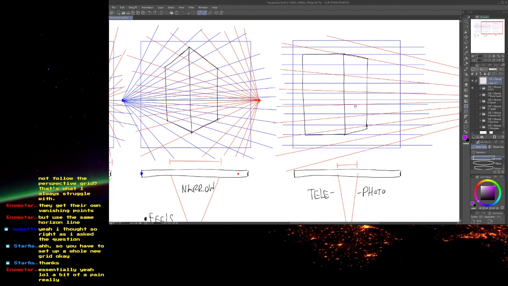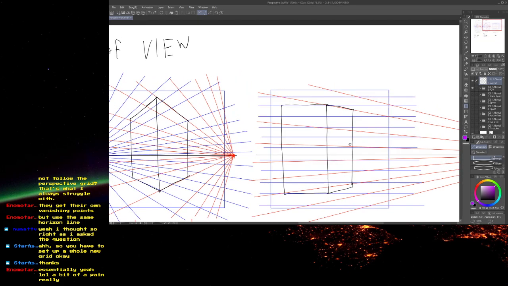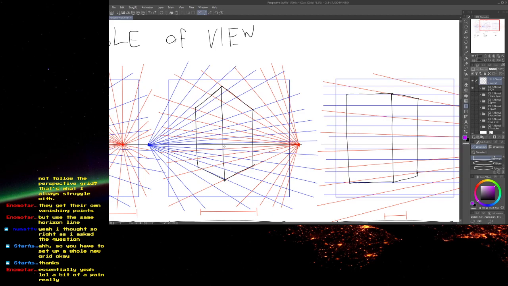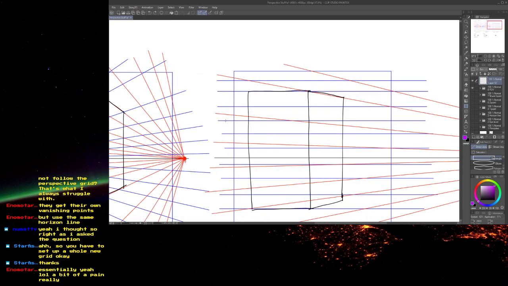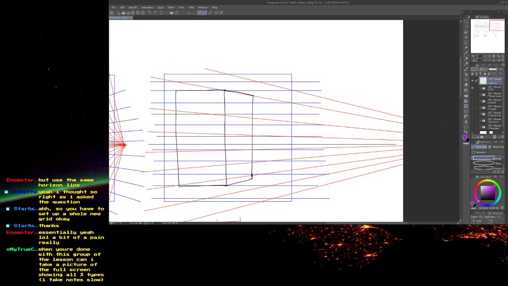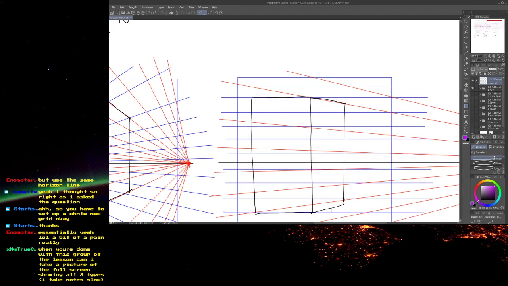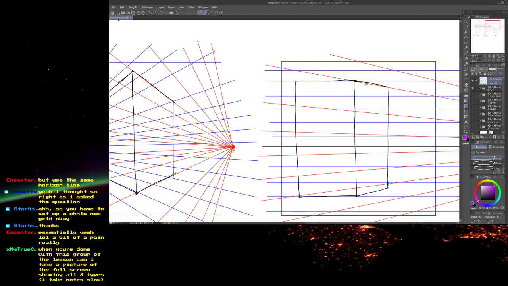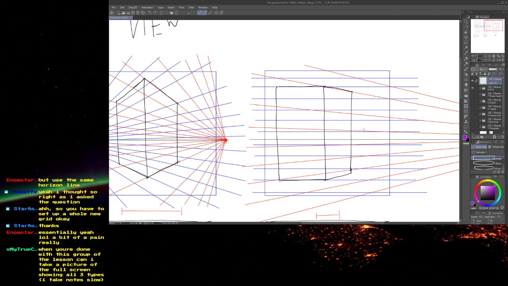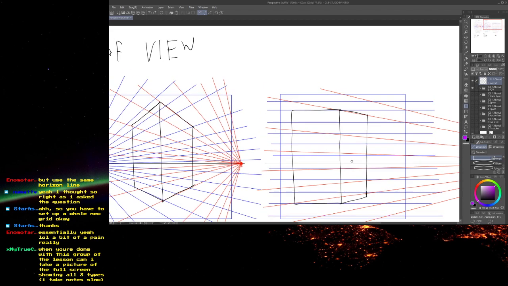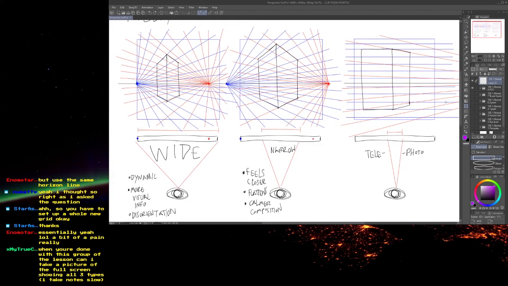And what happens with telephoto is the field of view narrows so much that the vanishing points start to converge to the point that they become almost flat. There's a vanishing point over here that's still close enough to us that there's enough visual information on the side of this to see it properly. But this vanishing point to the left has moved so far off to the left that these lines are almost parallel. There's lines that are all just about basically parallel. That is field of view.